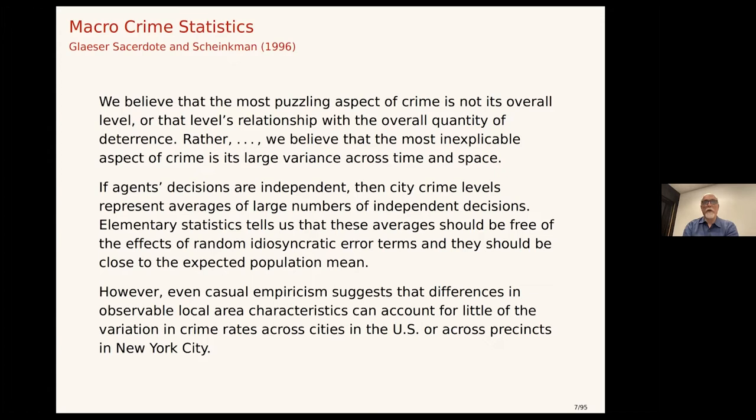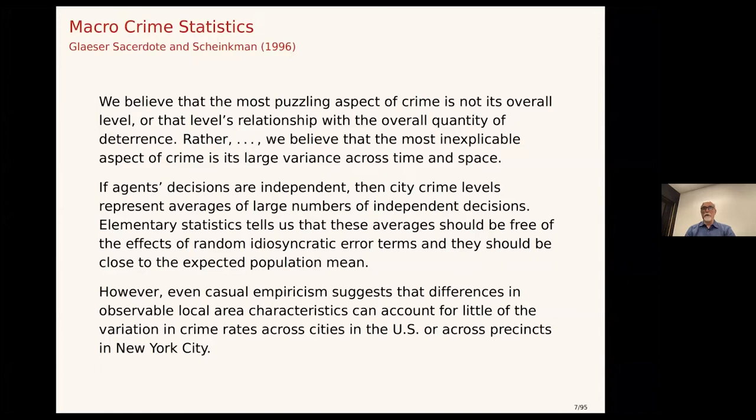So what does it mean to say that the large variance in crime rates across space and time is inexplicable? Well, we might look at cities' characteristics and estimate the probability of any given individual in the city committing a crime, based on their characteristics, and so forth. Then we might integrate that out over the distribution of characteristics in the city, on the assumption that all of these people are independent decision makers. And out of that, we could construct the variance in crime rates over cities, okay?